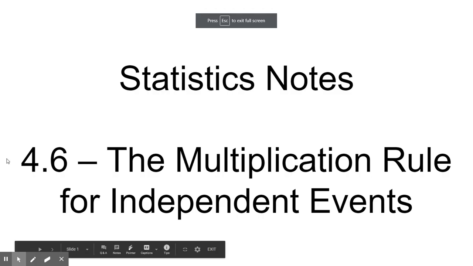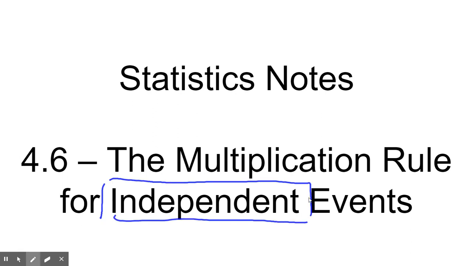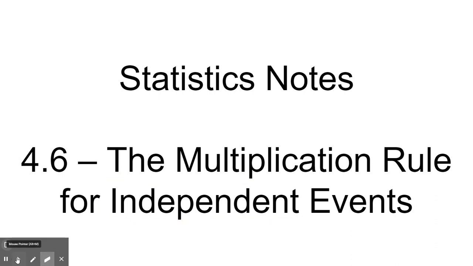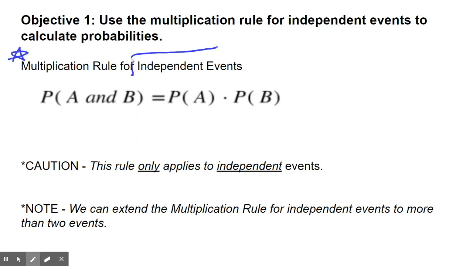All right, so 4-6, the multiplication rule for independent events. So how does that general rule change if we know the events are independent? If we know that the occurrence of one doesn't affect the occurrence of another, right? Independence. Well, here is your multiplication rule for independent events. If I want two events that are independent to happen at the same time, A and B, it's just the probability of A times the probability of B.